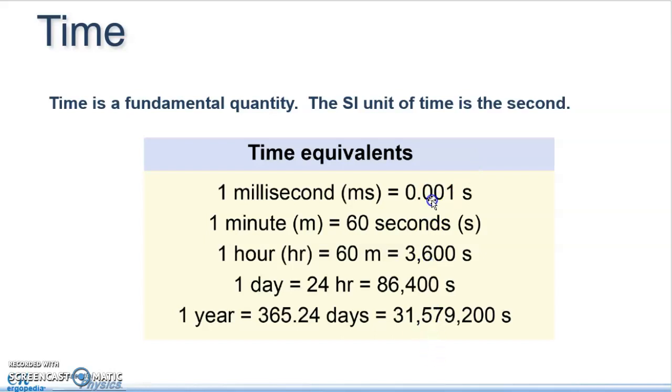A few conversions that might be useful to you at some point: a millisecond is 1/1000th of a second. You also need to know that a minute is 60 seconds, an hour is 60 minutes, or 3,600 seconds. A day is 86,400 seconds. And a year is about 31,579,000 seconds.